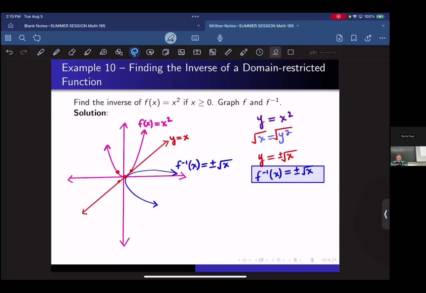I could maybe draw it a little bit better. It's just hard with the line of reflection there. Any questions on this one?